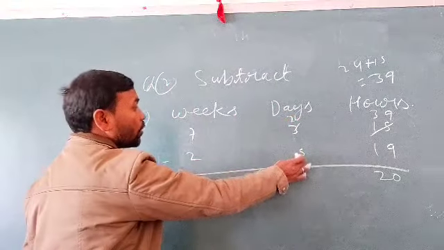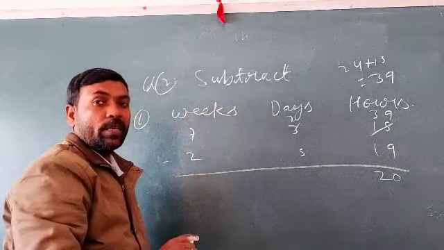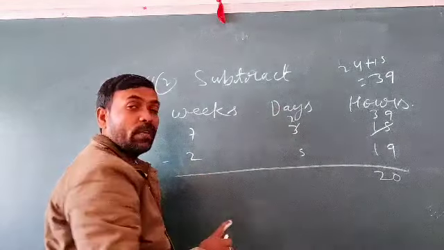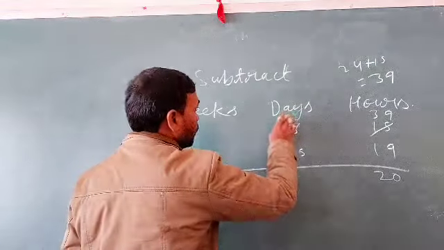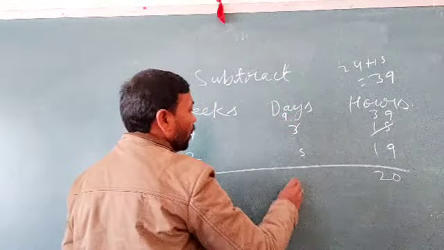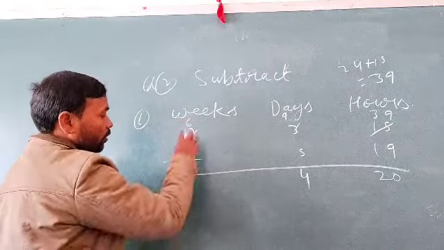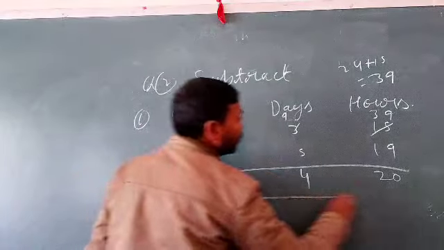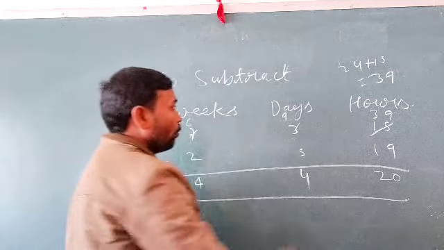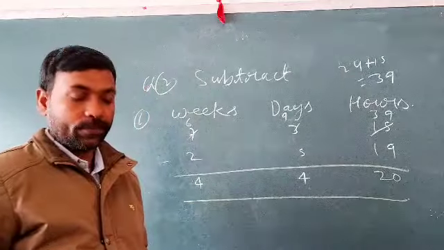And then again you can't subtract 5 from 2. So borrow from the weeks column. Weeks will be converted to days. You know that there are 7 days in 1 week. So this number is increased by 7. So 7 plus 2, this becomes 9. So in the place of 3, we have to write 9. 9 minus 5 is 4. Then here 6 is remaining. 6 minus 2 is 4. So the answer is 4 weeks, 4 days and 20 hours.